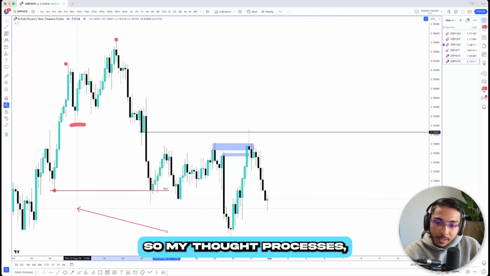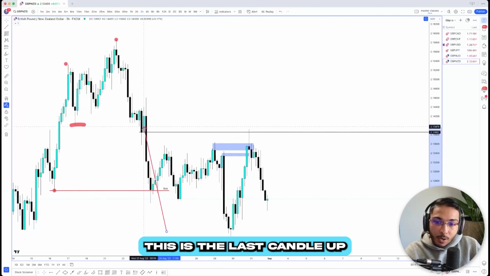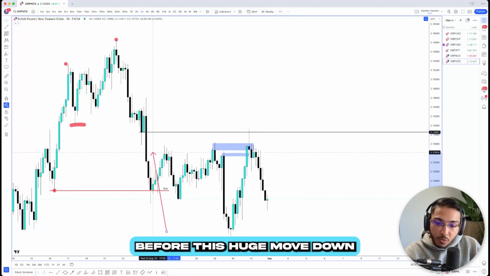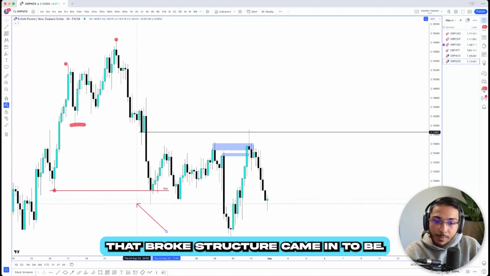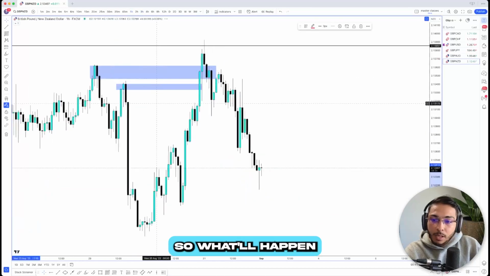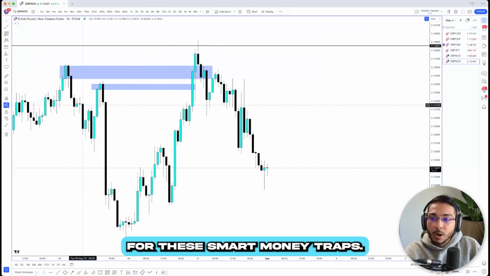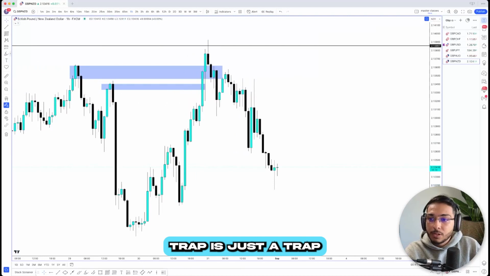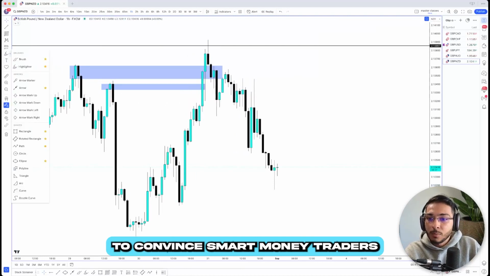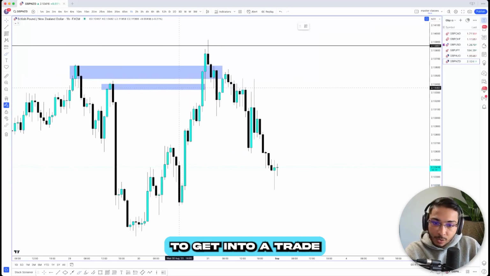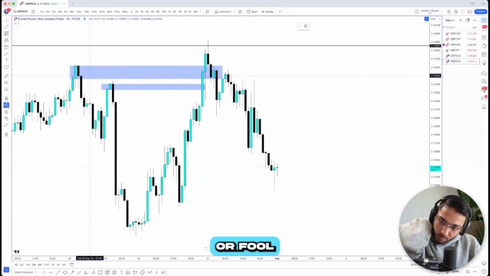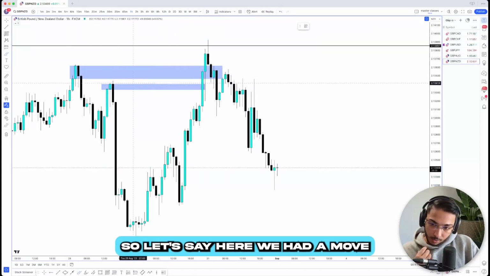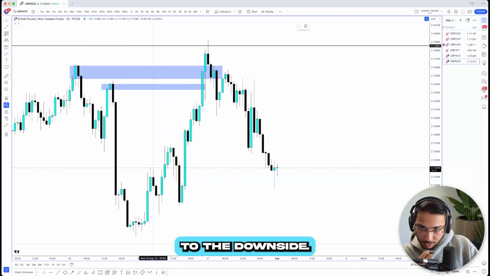So my thought process is this is the last candle up before this huge move down that broke structure. So what'll happen is sometimes you'll fall for these smart money traps. A smart money trap is just a trap to convince smart money traders to get into a trade or fool you into getting into something. So let's say here we had a move to the downside.